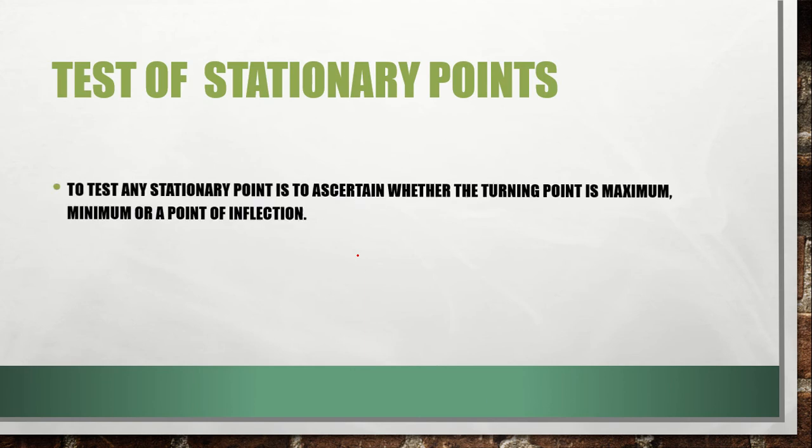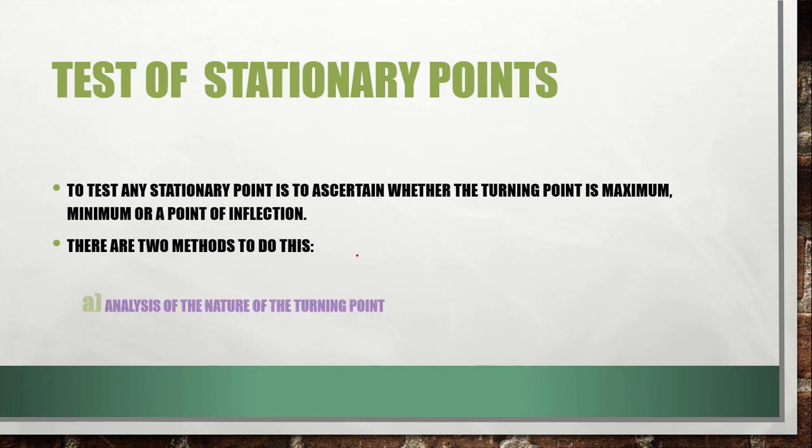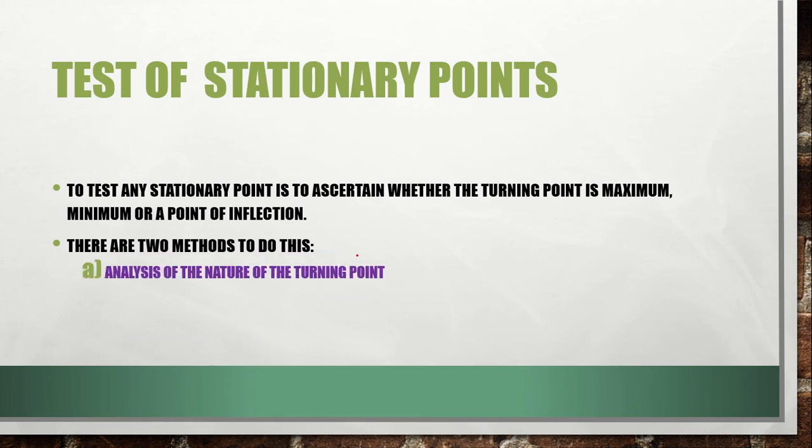Let's learn about test of stationary points now. To test any stationary point is to ascertain whether the turning point is a maximum or minimum or a point of inflection. That's basically what entails test of stationary points. There are basically two methods of doing this. One is analysis of the nature of the turning point. Another one is the use of the second derivative.